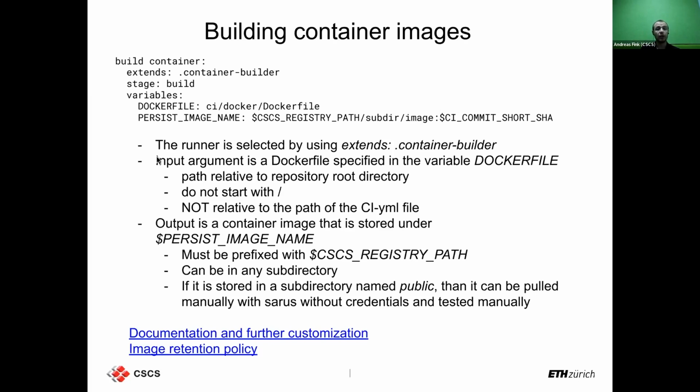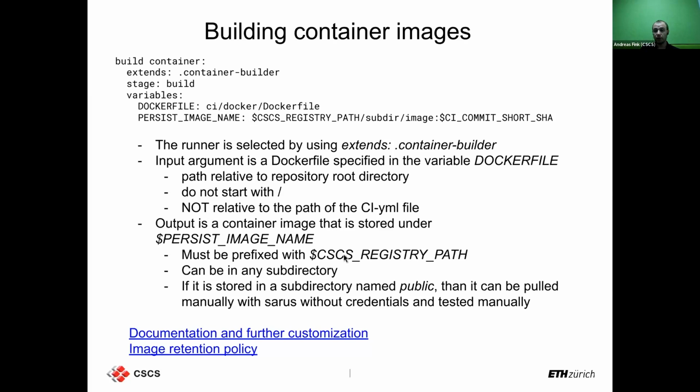So for the Dockerfile, just keep in mind that this is a relative path to the root directory. So even if your YAML file is not sitting in the root directory, this still has to be relative to the root directory. Do not start with a slash. And as I mentioned, it's not relative to the CI YAML file.